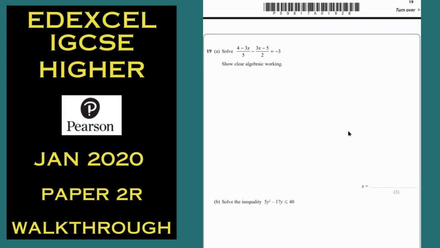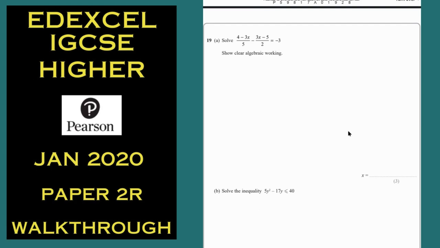Number 19, algebraic fractions. Some people prefer to get things by multiplying by 5, then multiply by 2. I like to just get it all done in one. I'm going to times everything by 10. So this first term, the 5's cancel out. I just need to double the top. Second term, the 2's cancel out. I just need to multiply the top by 5, but being careful, there's a minus 1 in front.